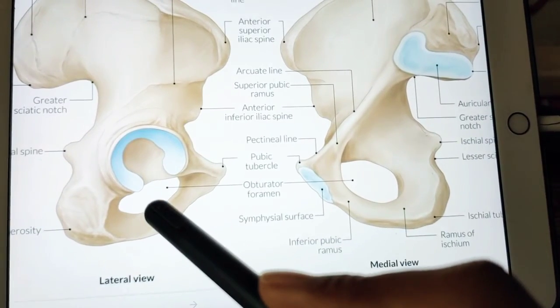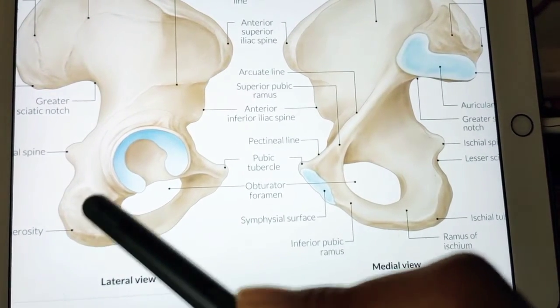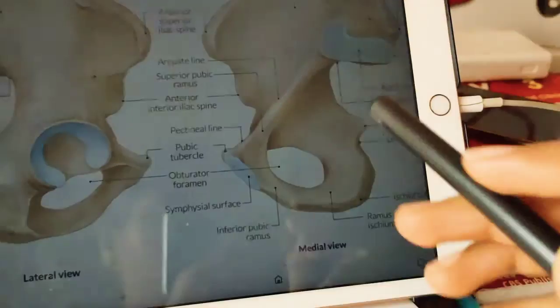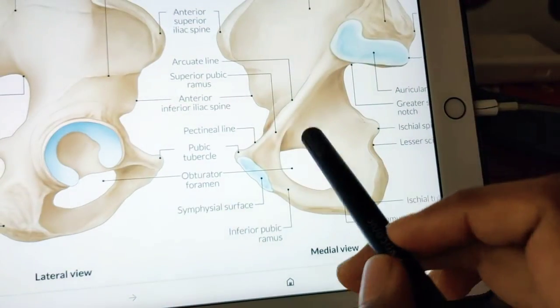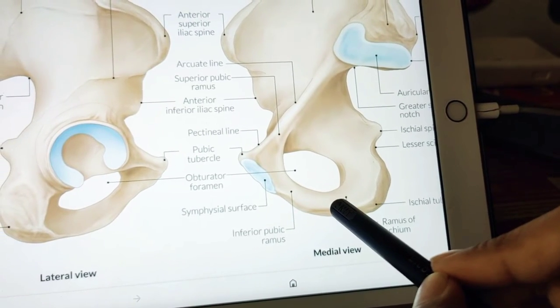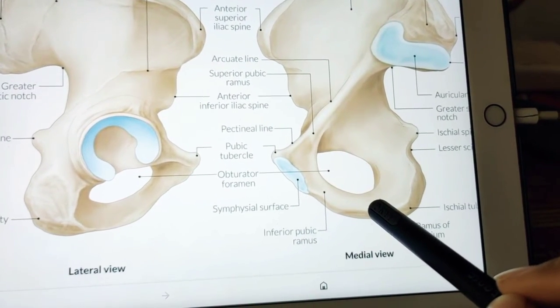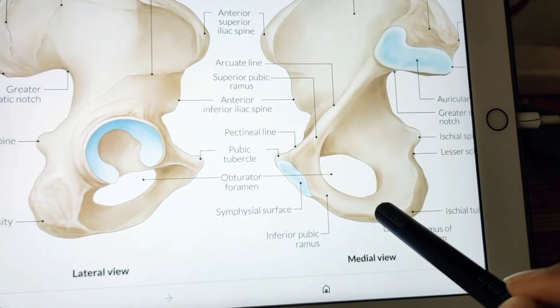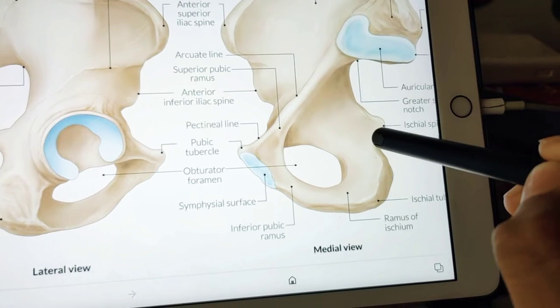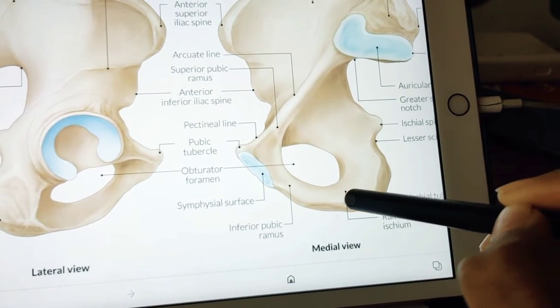If you can see, this is the obturator foramen, so this is its posterior boundary. Here also you can see the obturator foramen and its posterior boundary. The obturator foramen's anterior boundary is formed by the pubis, and the posterior boundary is formed by the ischium. The ischium has a body and it also has a ramus. This is the body of the ischium, and this is the ramus.